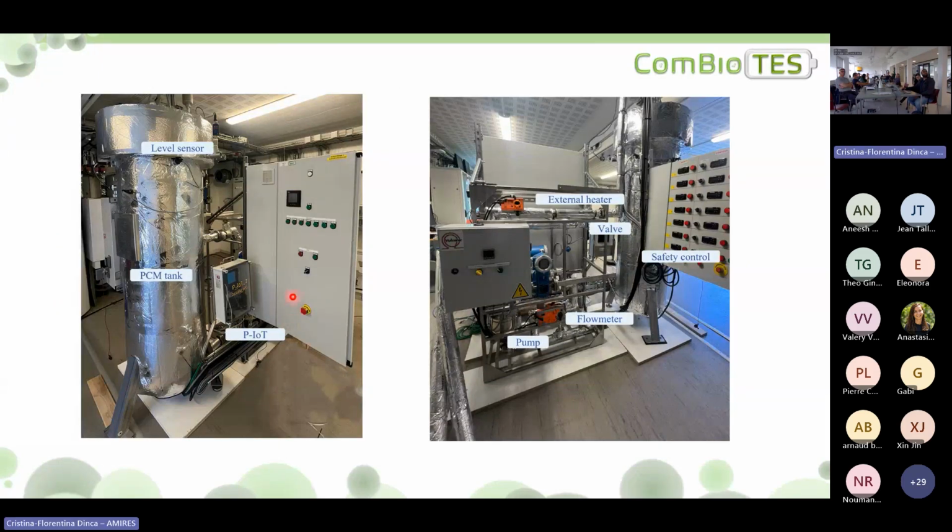So this shows the different components of the device that we have received. The PCM tank with level sensors at the top, the POD device that contains the low-level controller, high-level controller, and data management and the energy management system, the various components such as the external heater, the flow meter, the pump, the safety control, which is hardwired safety, and the different valves.